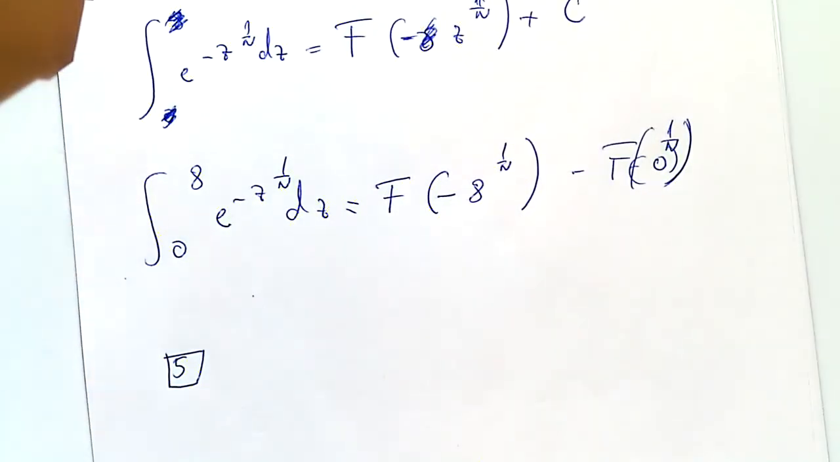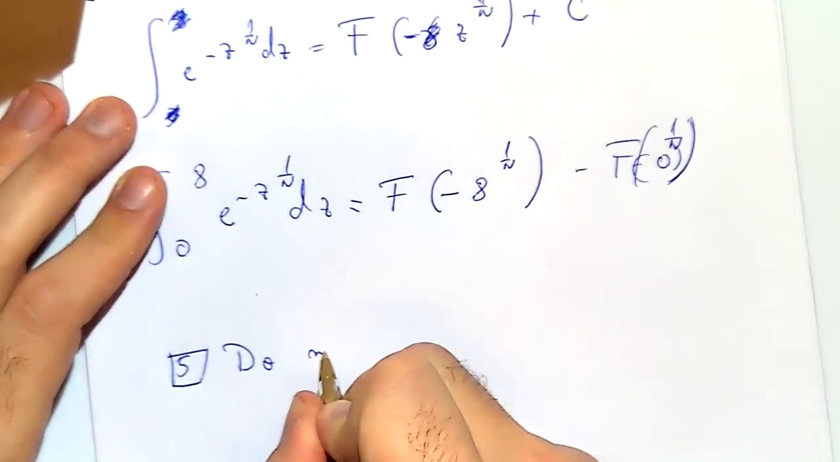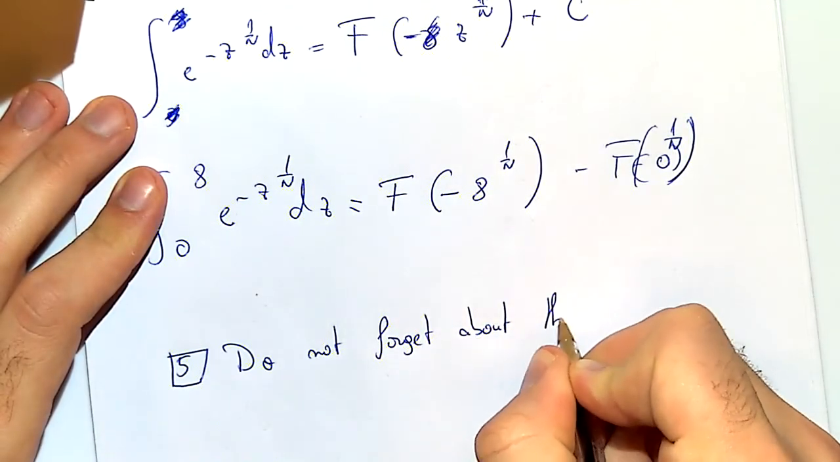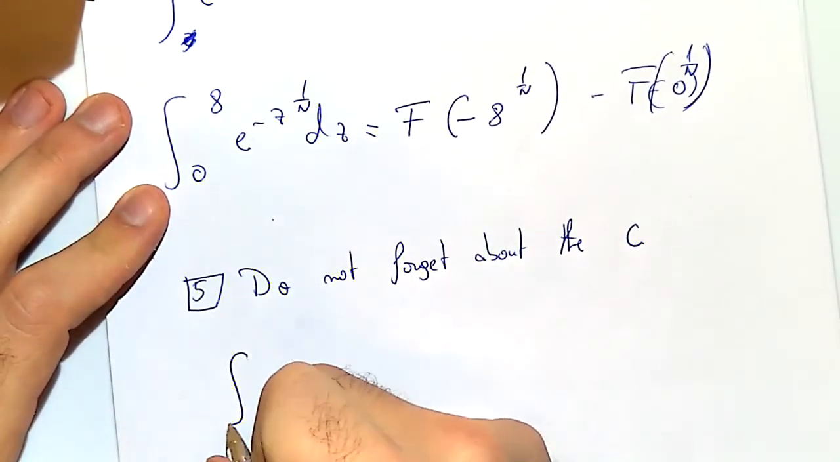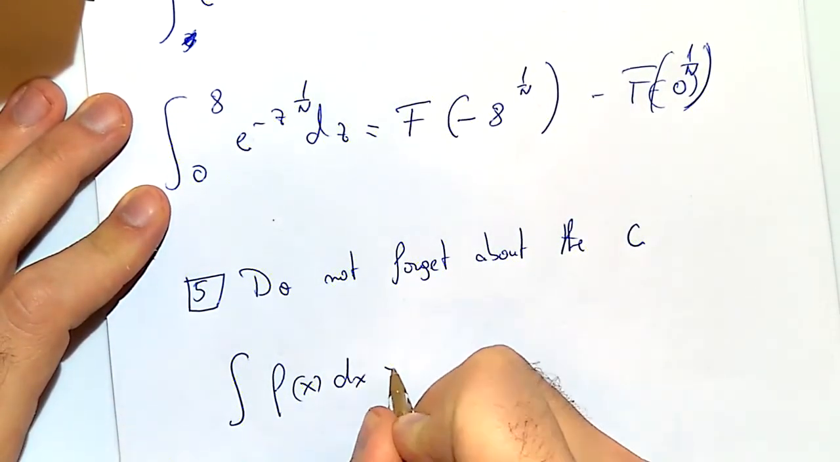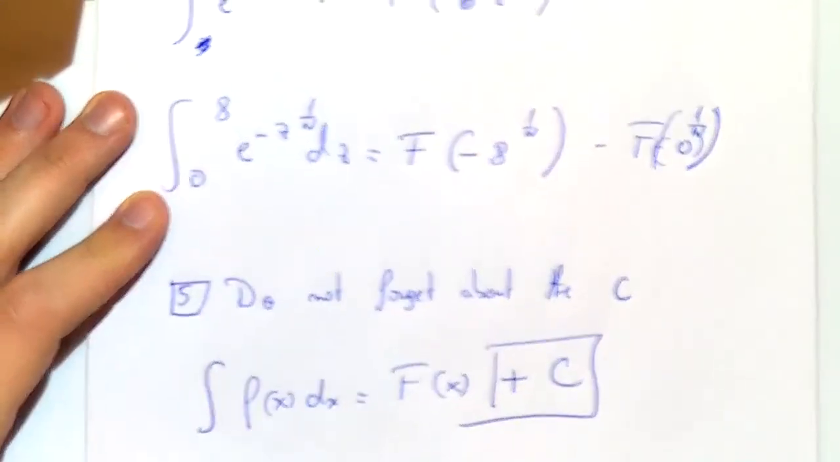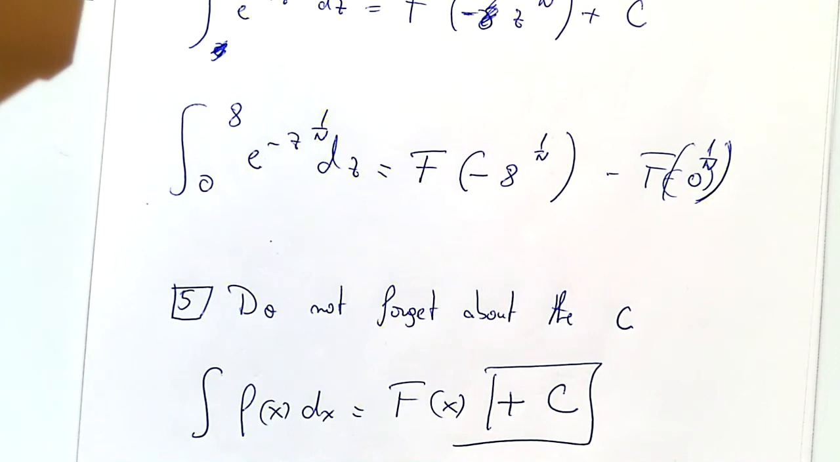The fifth observation I can give you is, do not forget about the constant. So the integral of f of x dx is equal to F of x plus constant. It might seem really minor, but when you're going to solve differential equations, if you're not using the formula and you forget the constant, you're missing a ton of solutions. So do not forget about the c.